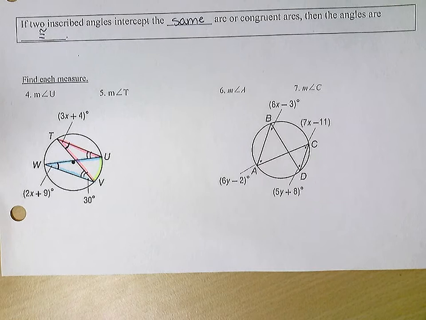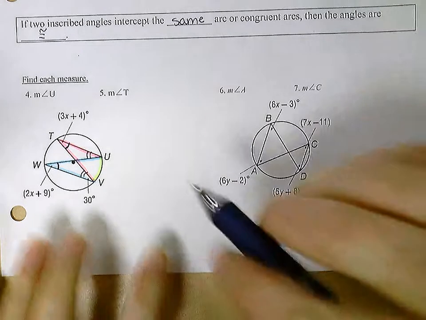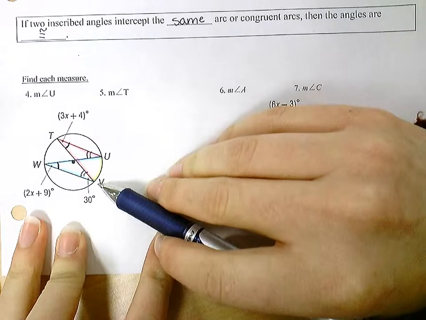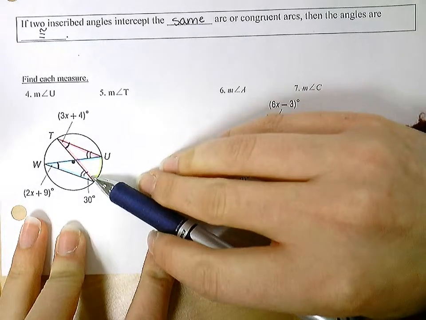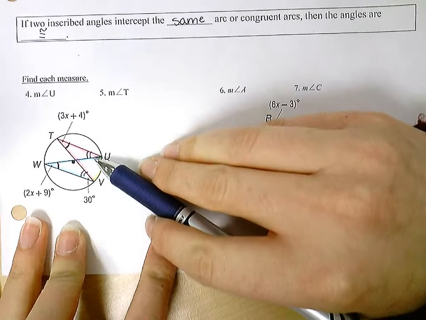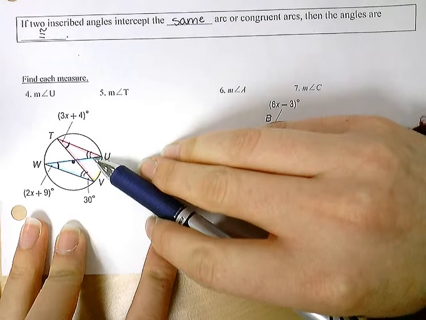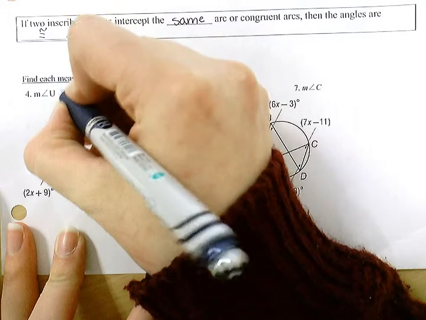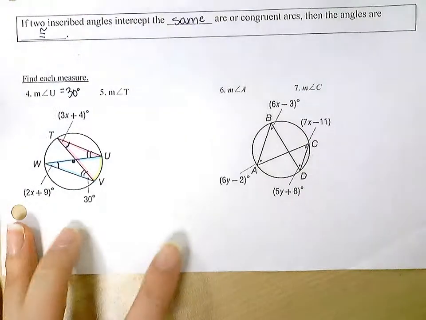So, for numbers 4 and 5, I want to find the measure of angle U and the measure of angle T. Since angle V is 30 degrees, and I know these 2 angles are congruent, U would be 30.